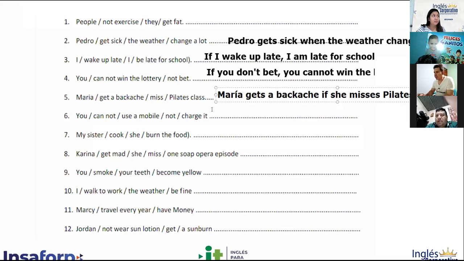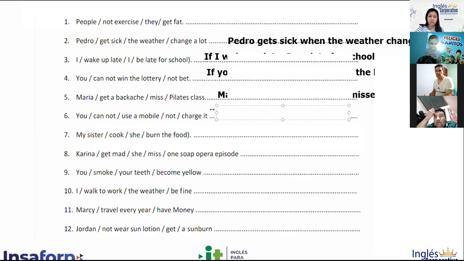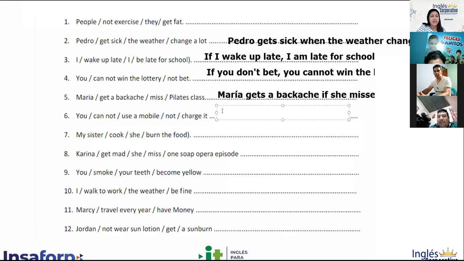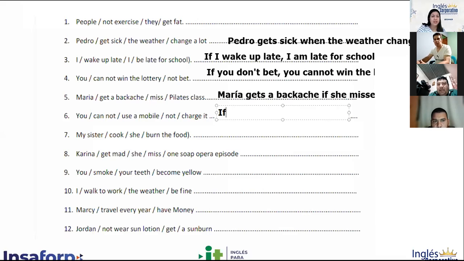Number six. Cannot use a mobile if you don't charge it. Charges. Vamos a ver, Mauricio dice, si no lo puede cargar, no lo use. Ok, sería así, mire. O sea, aquí ya casi se lo dice, solo tienen que poner el if.